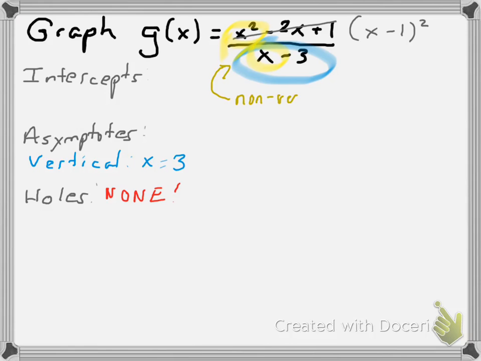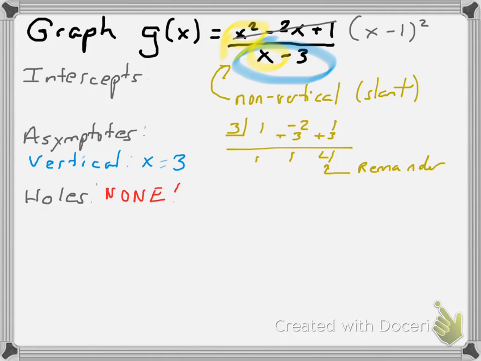That means that I'm going to find this non-vertical asymptote. It's going to be a slant asymptote. And the way I'm going to do it is I'm going to divide. Synthetic division is the easiest way. I'm going to divide that numerator, 1x squared minus 2x plus 1, by x minus 3. Remember you put the 0 in the box of your synthetic division. I ran that synthetic division, and I got the remainder of 4.